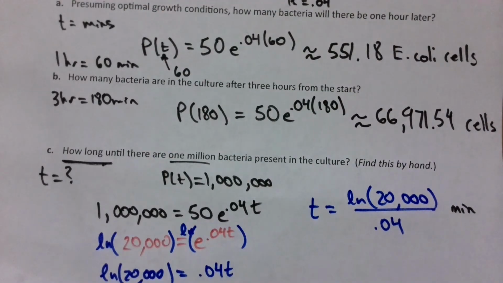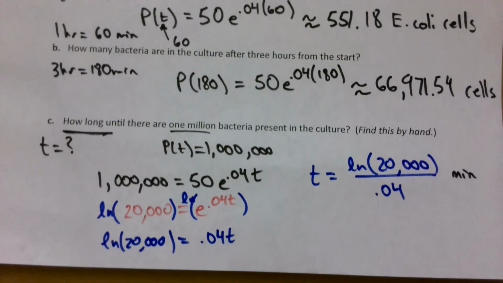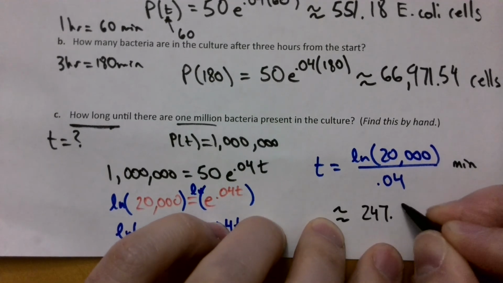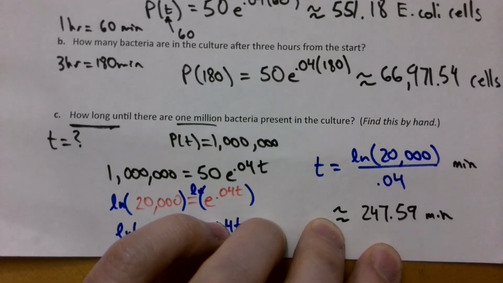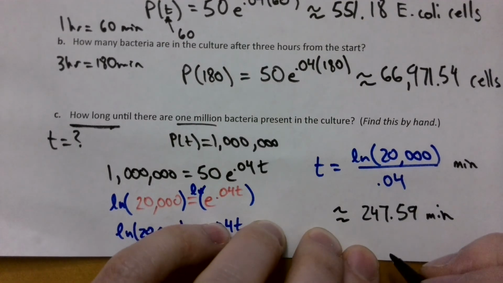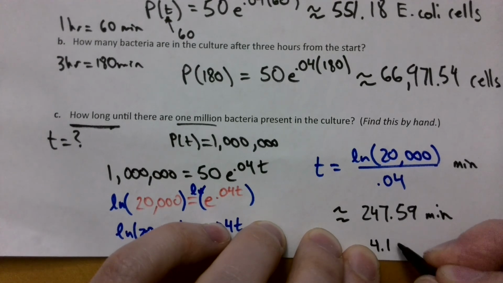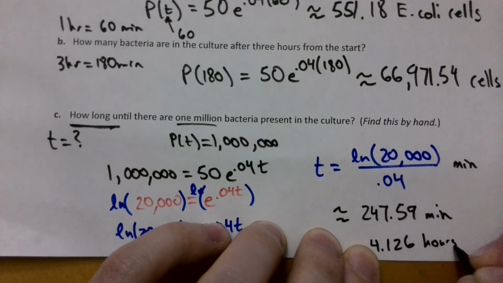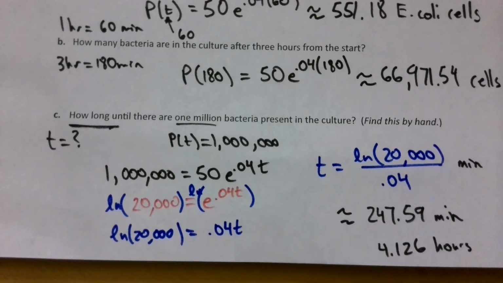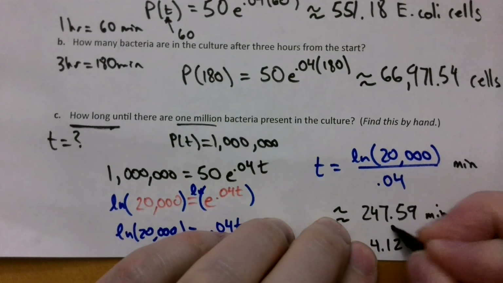So you type that in your calculator, get the approximation to make sense of the amount of minutes it would take to grow 1,000,000 bacteria under optimal conditions. My calculator tells me 247.59 minutes. A lot of people don't talk in that language either. They would say, oh, that's 4.126 hours. And if you're wondering how I did that, I just divided this amount by 60 to get the amount of hours. Either one of these is correct.